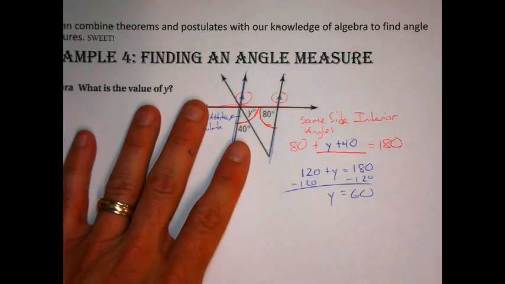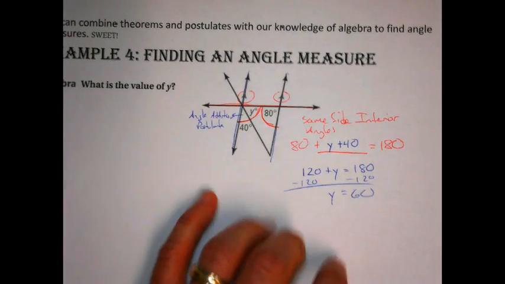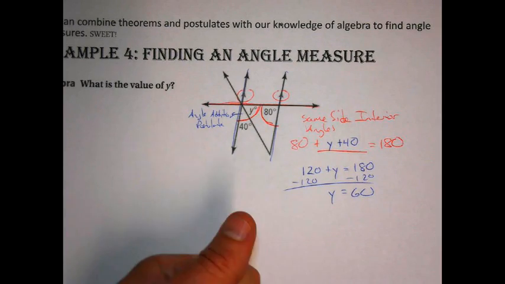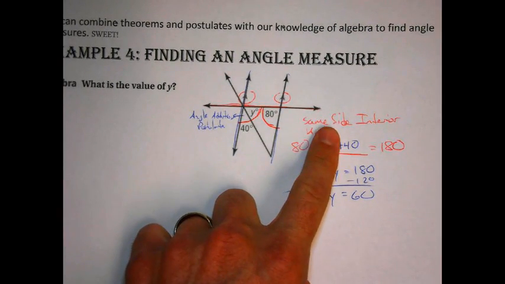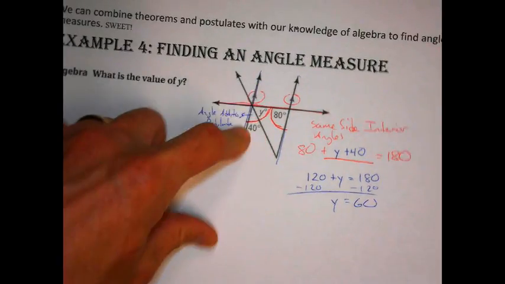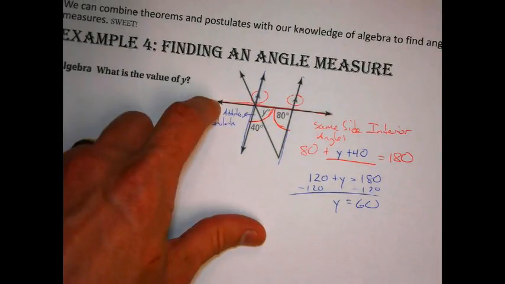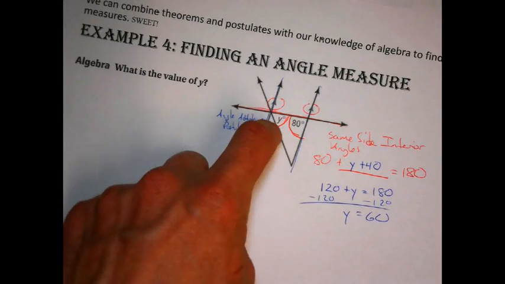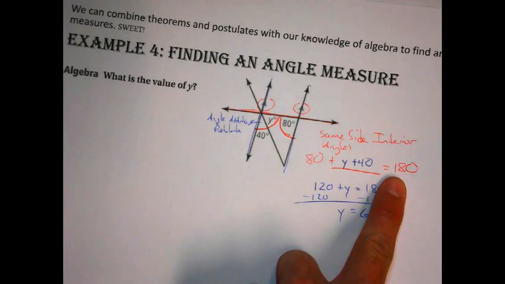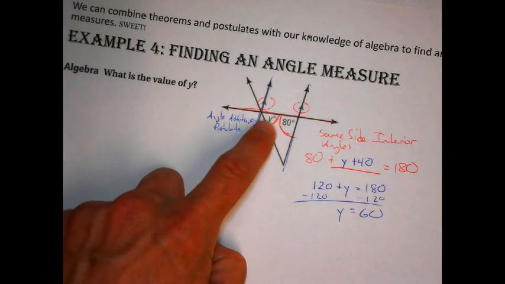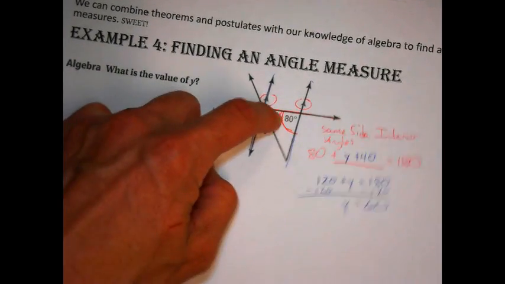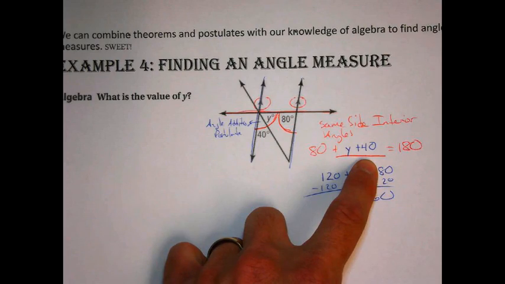If I went too fast, pause it, rewind. But this is the hard part: same side interior angles, recognizing these are parallel. This is our transversal. Same side interior angles are supplementary. Angle addition postulate: this angle here consists of both the 40 degree and the y degree measure. So that's the hard part. We're pulling in all this old stuff. You know what I mean? Okay, good.